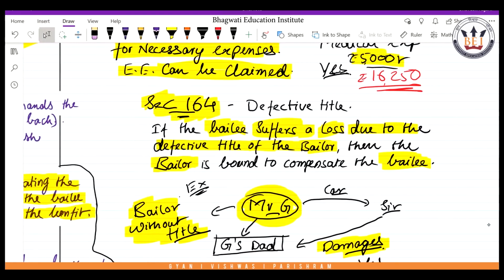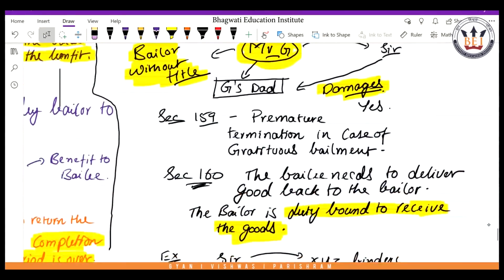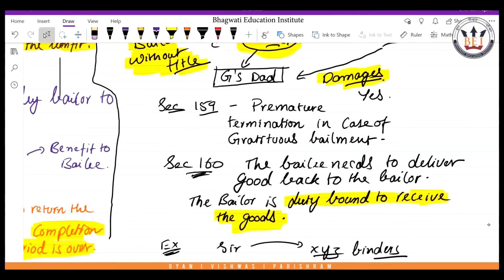164 talks about defective title. If the bailee is suffering any kind of a loss due to the defective title of the bailor, then the bailor is bound to compensate, right? 159 premature termination, which we had studied earlier as well. In rights, yes, the bailor has a right to prematurely terminate the contract, but at the same time is duty bound to compensate the bailee for any loss incurred beyond the benefits so derived from such premature termination of a gratuitous bailment. 159, again I am shouting it out, premature termination is in case of gratuitous bailment.